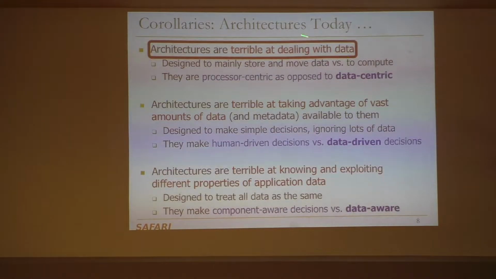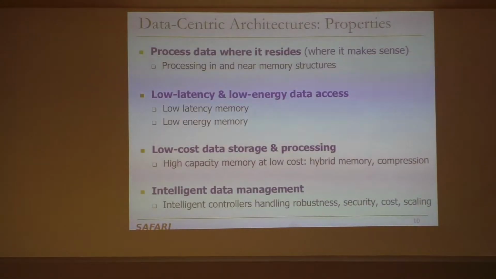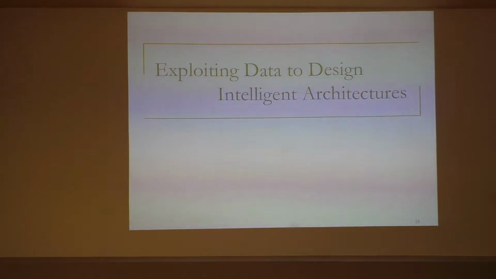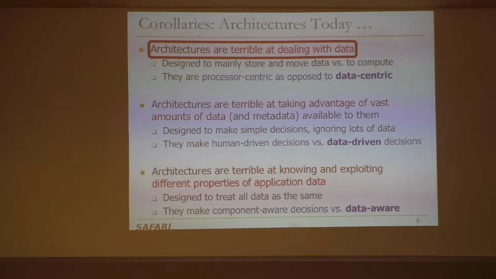Basically, we looked at architectures that are processor-centric. Today's architectures are processor-centric as opposed to data-centric. As a result, we have a huge data movement problem, right? So we need to design more data-centric architectures, and I've already shown you the slide. So we're done with that. Let's take a look at the second one, which is this one.